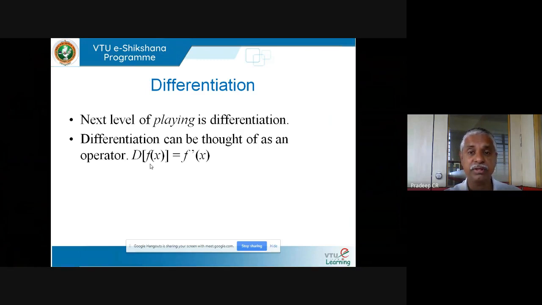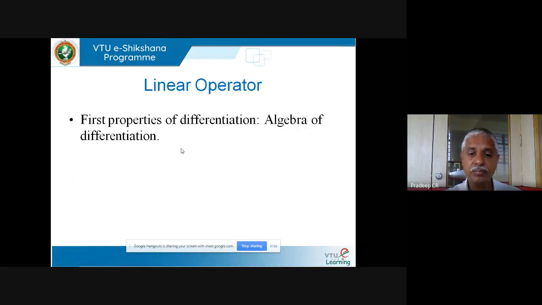Take a minute to think about it. This operator d is to be thought of as a function on functions. That means if you give me a function here, I will give you another function which happens to be its derivative. For example, if you give me sine x, I'll give you cos x. If you give me tan x, I'll give you secant square x. That's a function. You give me one function, I'll modify it and give you another function. That is the next level of playing you saw.